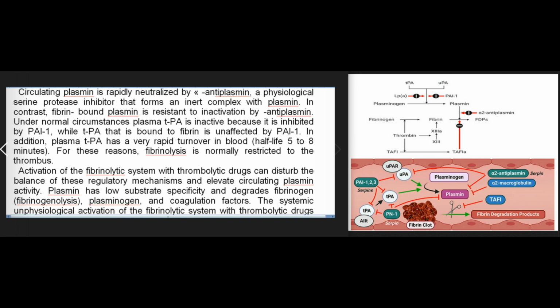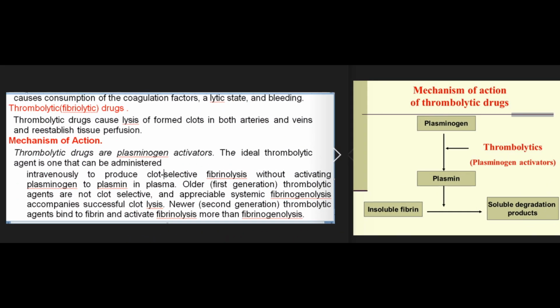Activation of the fibrinolytic system with thrombolytic drugs can disturb the balance of these regulatory mechanisms and elevate circulating plasmin activity. Plasmin has low substrate specificity and degrades fibrinogen, fibrinogenolysis, plasminogen, and coagulation factors. The systemic unphysiological activation of the fibrinolytic system with thrombolytic drugs causes consumption of the coagulation factors, a lytic state, and bleeding.